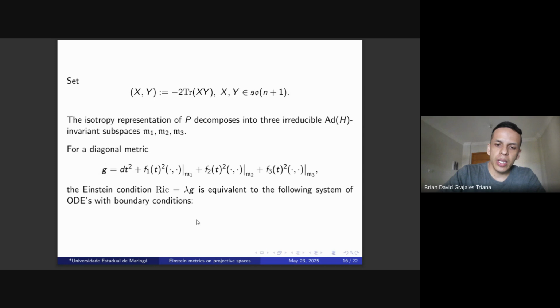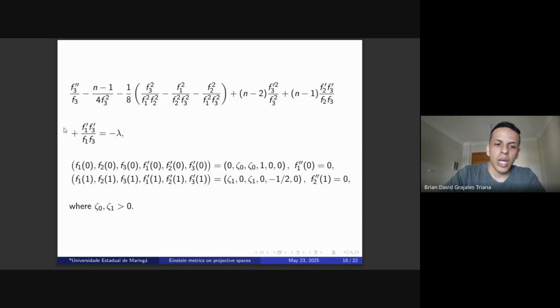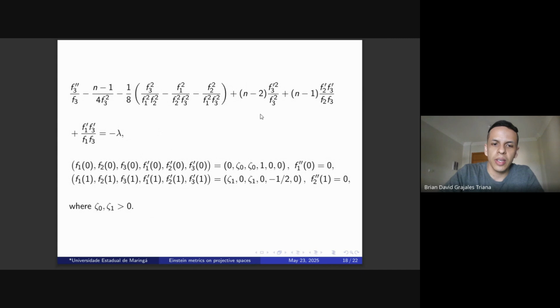Okay? And if we write the equations, the Einstein condition, using the formula for the Ricci tensor given by Grove and Ziller, we have that the Einstein equation in this case is this complicated system of differential equations. We have this equation, this equation, this equation, and we can translate the boundary conditions to obtain these boundary conditions. And here we have a difficult thing to do, because this is not a simple system. This is a very complicated system. For me, it is. And you have these boundary conditions, the conditions that I think are a little restrictive.